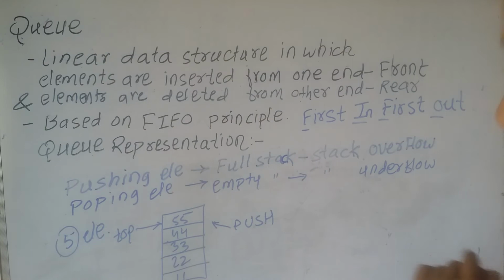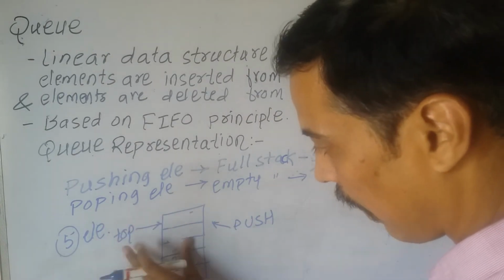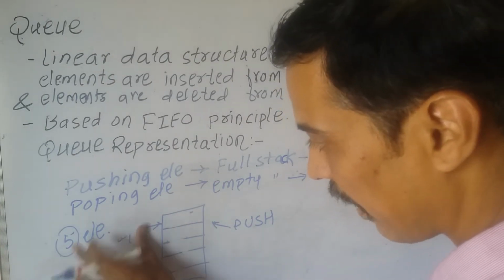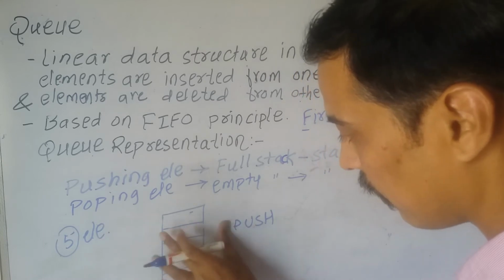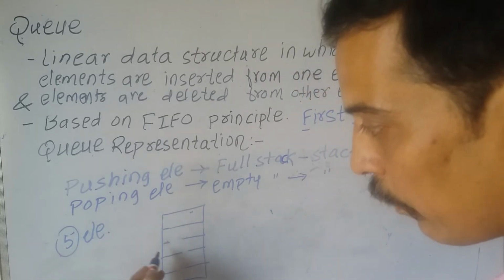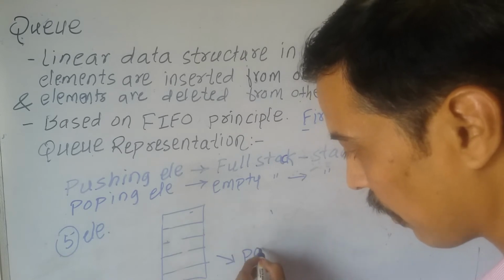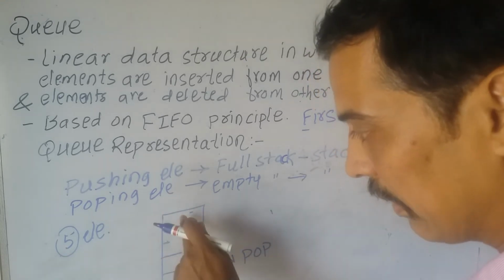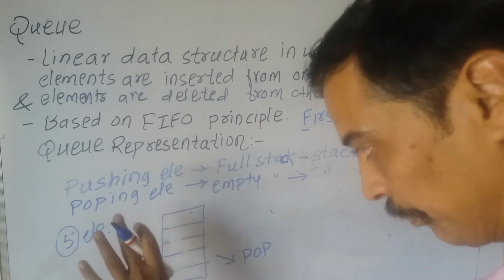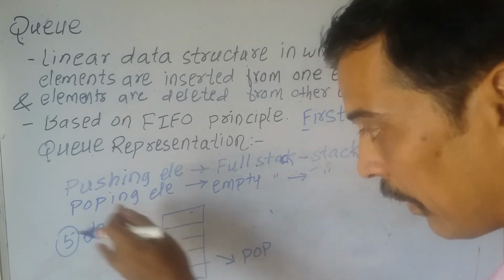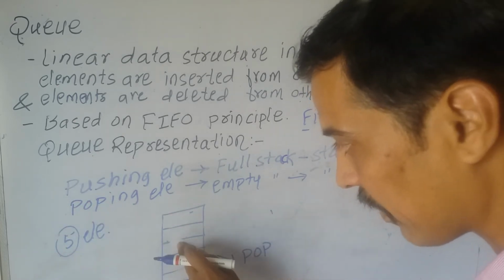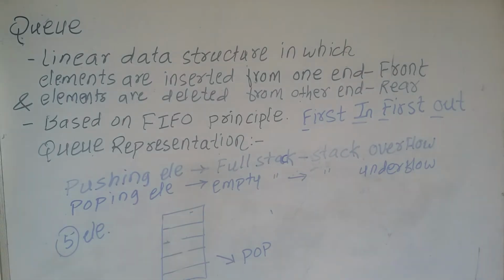overflow condition. And if I am not having any elements in the stack, I have prepared the stack for 5 elements, and I am trying to pop elements from the empty stack. Your stack is not having any elements. If I am trying to remove elements from the empty stack, then this is called the stack underflow condition.